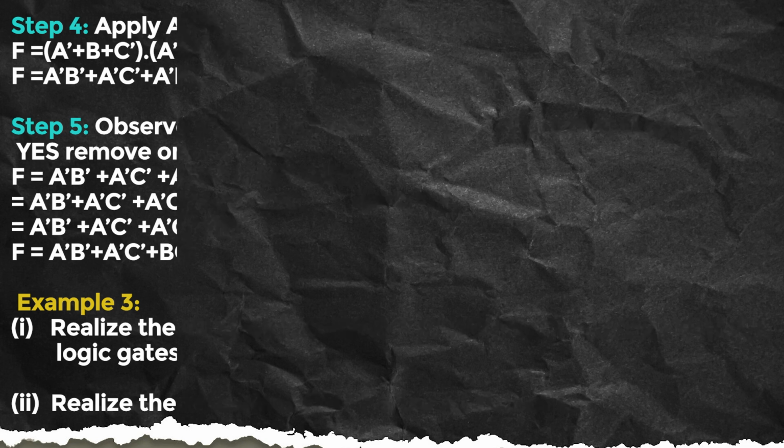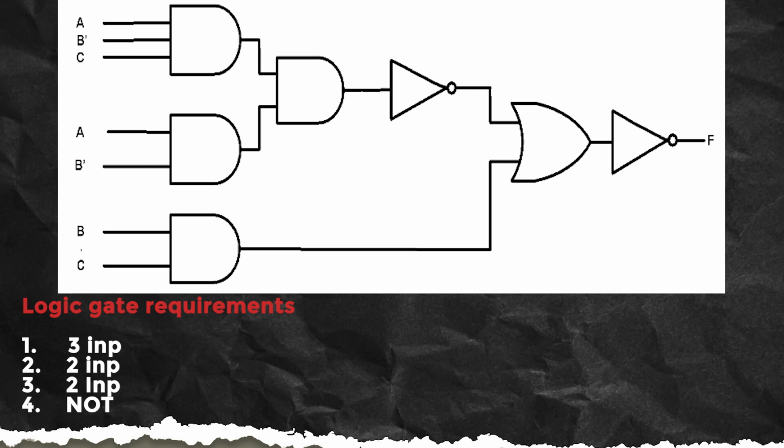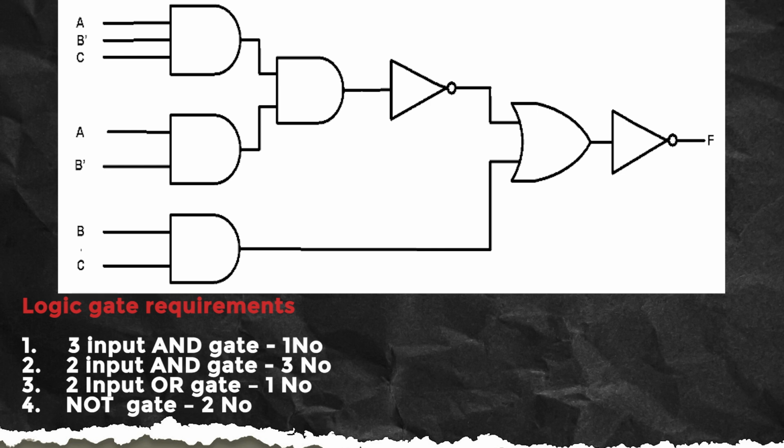So what you have seen is that without going for the Boolean minimization, we require a 3 input AND gate. How many do you require? One. Then you have 2 input AND gates, how many do you require? 3 numbers. You require one 2 input OR gate, and 2 NOT gates. That means you require OR gates, NOT gates, and AND gates having different inputs. The same Boolean expression after minimization, we will see how many gates are required.